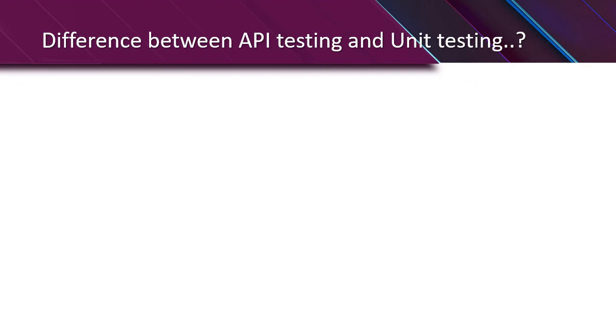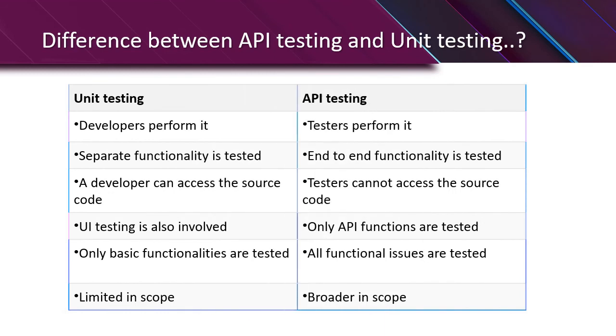Moving on, now, what are the differences between API testing and unit testing? Following are the major differences between unit testing and API testing. For example, unit testing is done by the developers, whereas API testing is done by the testers. In unit testing, a separate functionality is being tested, whereas in API testing, end-to-end functionality is tested.